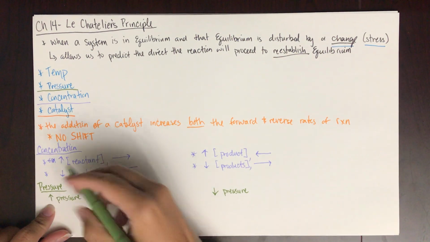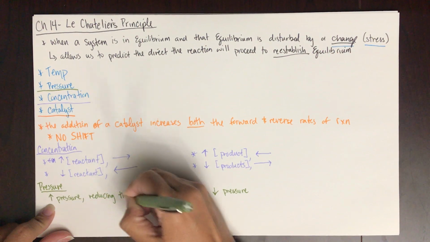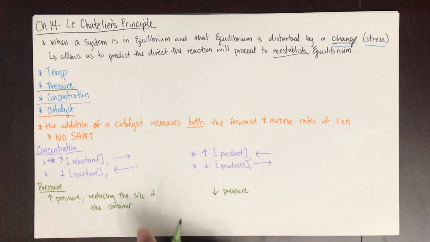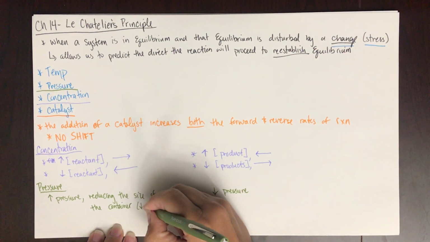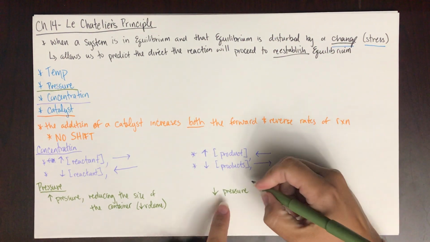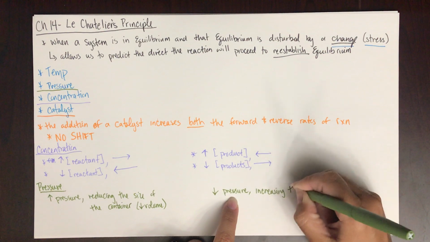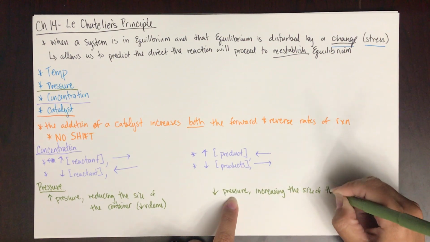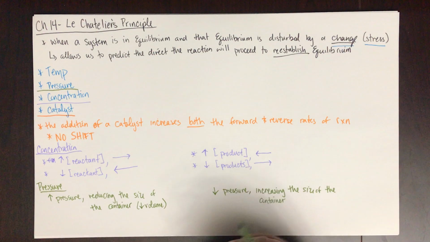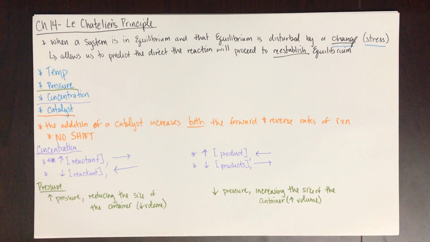So if we were to increase the pressure of a chemical reaction, we would be reducing the size of the container. If you decrease the size of the container, also decrease the volume of the container, that's going to increase the pressure. If you decrease the pressure, that's the same thing as saying increasing the size of the container. Because remember, if we make the size of the container bigger, increase the volume, that will decrease the pressure.